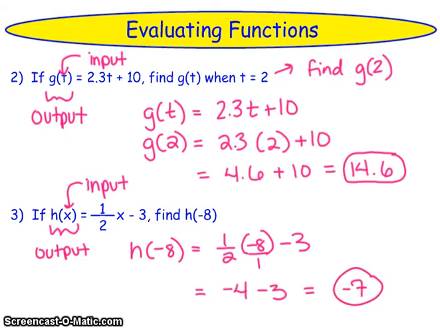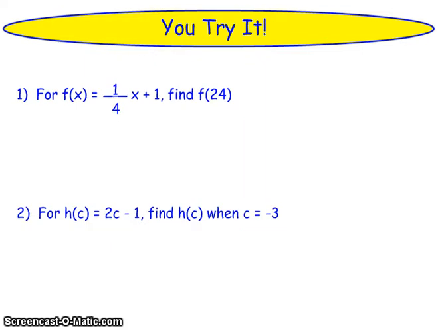Now that you've seen this happen a few times, it's time for you to try two on your own. Here are two new functions. f of x is a fourth x plus 1, and I want you to find f of 24. Remember, x is your input, and f of whatever x you're putting in is your output.